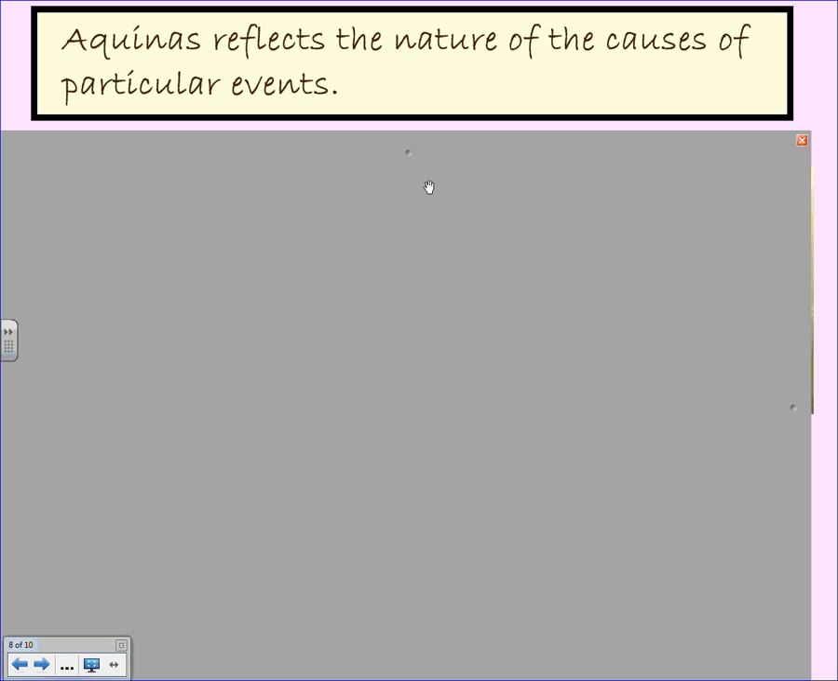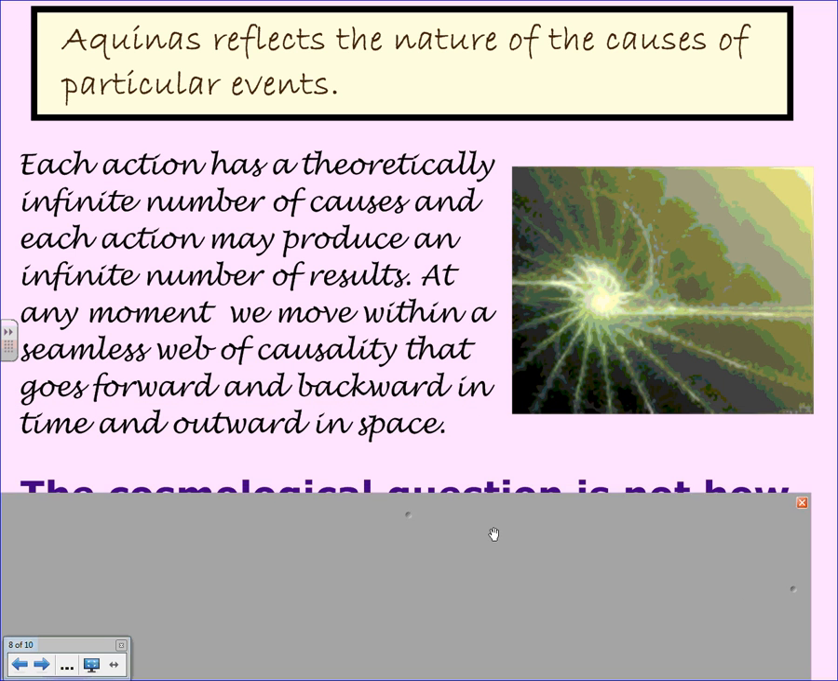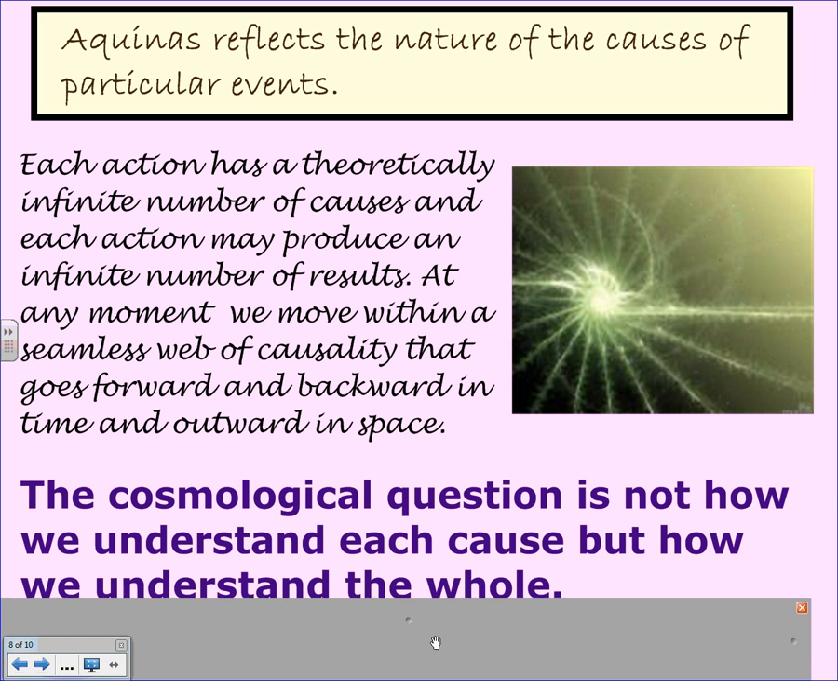Now, Aquinas reflects on the nature of the causes of these particular events. So, for example, each action has theoretically an infinite number of causes, and there's potential for an infinite number of results. It's not just a neat line of cause, effect, cause, effect, cause, effect. It would be better to view it as a kind of web, if you like, of causality that goes forward and backward in time and outwards in space.